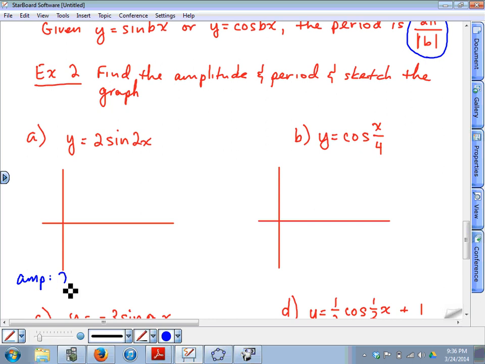So for part A, the amplitude is going to be 2. Now for the period, you have to remember to use this formula, 2 pi divided by the absolute value of b, where b is the coefficient of x. So it's 2 pi divided by 2, which is pi. So what you have to think of here is, has the period increased or decreased? Normally it takes a horizontal length of 2 pi for these graphs to complete one cycle, but in this function here, the graph's going to complete one cycle in just a length of 1 pi. So the period is actually decreased.